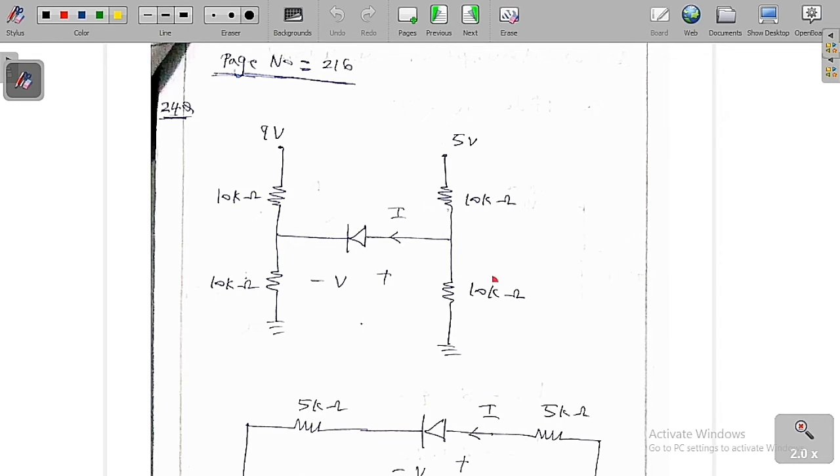Similarly here also I want to make this circuit very simple with the help of Thevenin voltage. As this is a 5 volt, with these two identical resistances, the Thevenin voltage is equal to 5 into 10 by 10 plus 10, which is 5 by 2, 2.5 volt. And for the Thevenin resistance, short circuit this voltage source. These two are in parallel, so 10 kilo ohm parallel 10 kilo ohm is 5 kilo ohm. Therefore we get a Thevenin voltage of 2.5 volt and a Thevenin resistance of 5 kilo ohm. Now I am going to redraw this Thevenin circuit across this junction and across this junction.